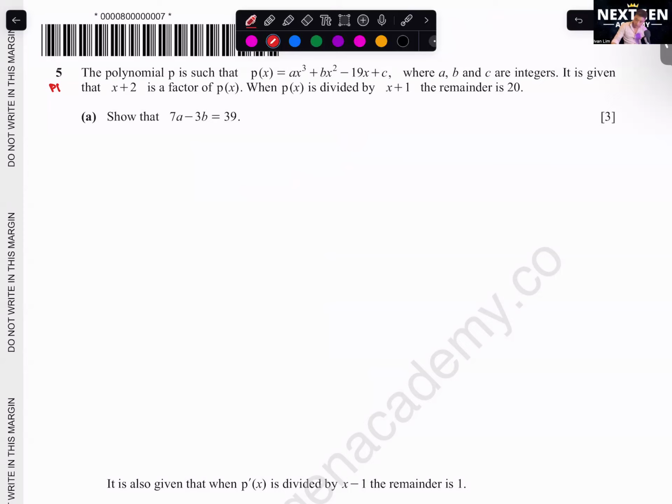First one, it is a factor. So x plus 2 is a factor, means we substitute p(-2) equals 0. x plus 2 equals 0, so we substitute it in. So a(-2) cubed plus b(-2) squared minus 19 times negative 2 plus c equals 0. Minus 8a plus 4b plus 38 plus c equals 0. This will be our first equation.